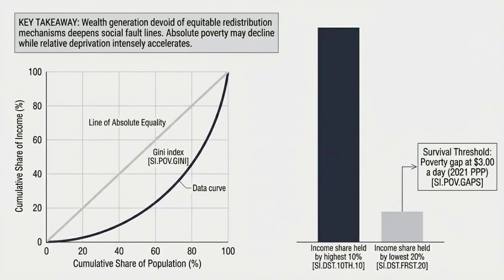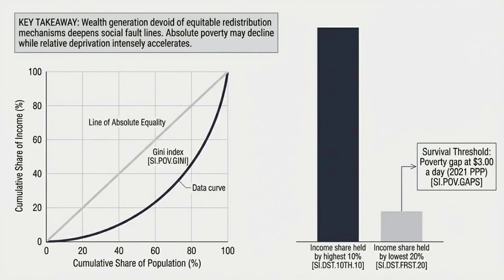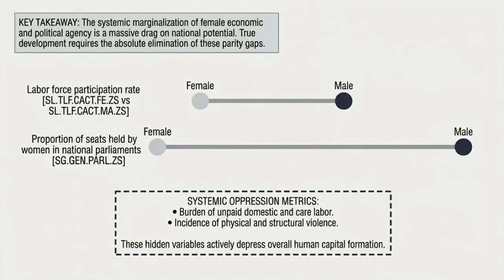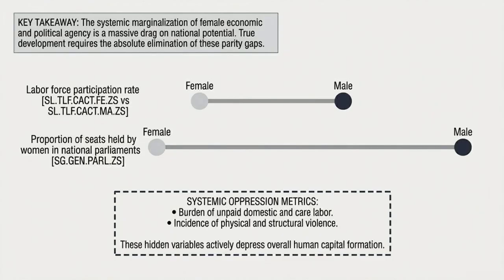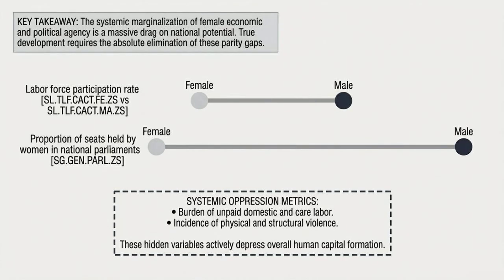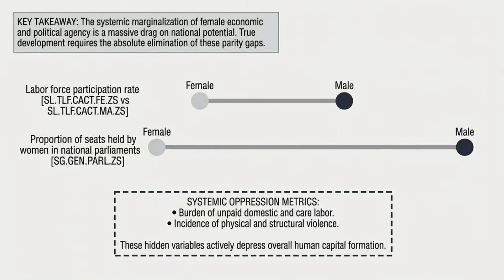Which brings us to the most significant structural exclusion in the entire dataset. Slide 14, inclusive development and gender parity. The focus here is a parallel dumbbell chart. It's a striking visual: two dots connected by a horizontal line, demonstrating the narrowing, or unfortunately in some cases, the widening gap between men and women. The data set forces us to analyze the proportion of seats held by women in national parliaments and the ratio of female labor force participation rate compared to men.